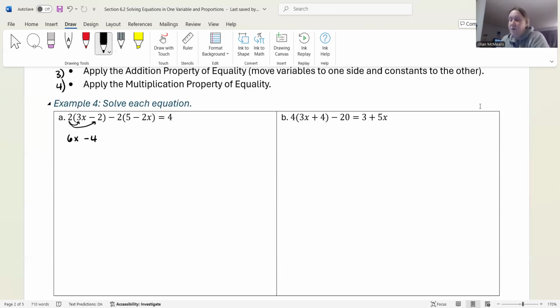Okay, and then for the second set of parentheses, I have a minus 2, so I'm going to distribute negative 2 through the second set of parentheses. So negative 2 times 5, negative 2 times negative 2x. Okay, so negative 2 times positive 5 is going to be negative 10. And then negative 2 times negative 2x, I want to multiply the negative 2 times negative 2, which gives me 4.